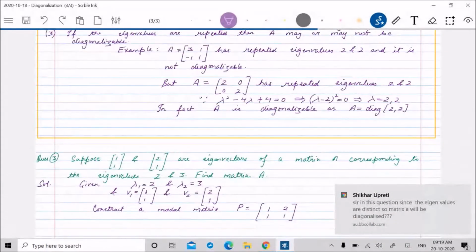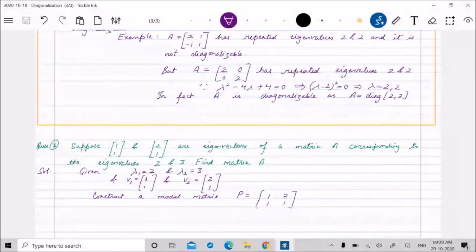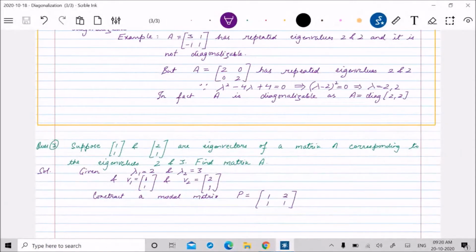Yeah, of course. Matrix is diagonalizable. Okay, Shikhar Upreti, you are correct. Eigenvalues are distinct, so the matrix is diagonalizable, but they are asking for the matrix. Actually, they are not asking for the diagonalizability of A, right? They are asking for the matrix. You have to give a 2 cross 2 matrix. What is that matrix? The matrix is hidden actually, right? Shikhar, you got my point? The question is correct. Of course, what you are saying is correct, but the question is asking about the matrix A. You have to give matrix A.